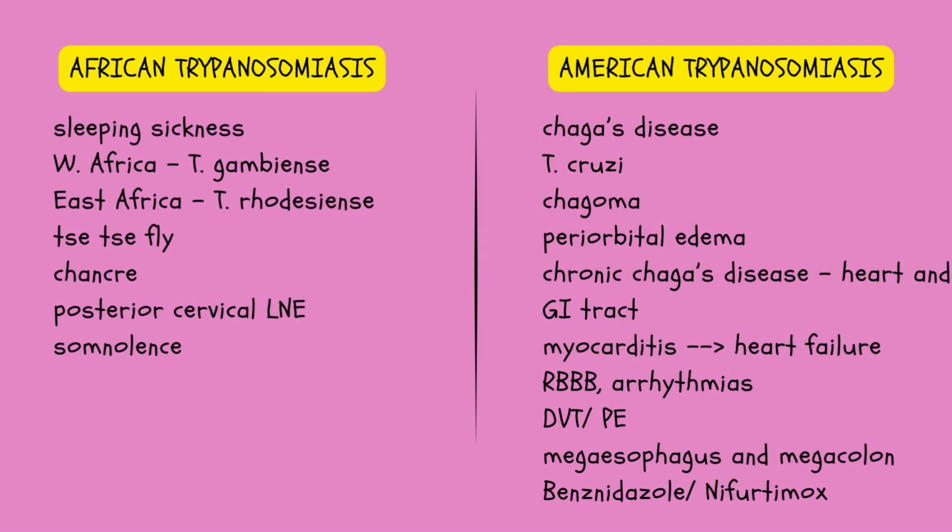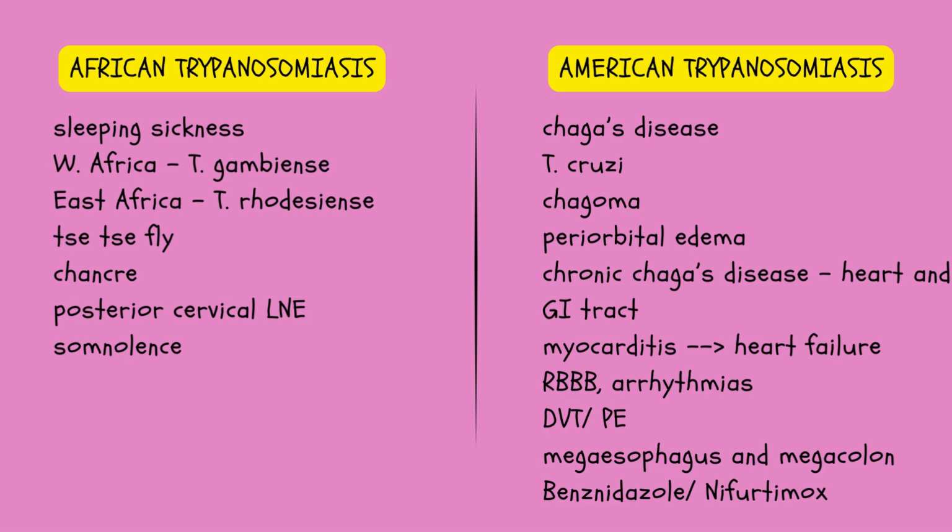Okay, so there is African trypanosomiasis or sleeping sickness caused by Trypanosoma brucei. There are two species, West African and East African, Trypanosoma gambiense and rhodesiense. That is two different species. And the vector is a fly, presenting with chancre, lymphadenopathy, and somnolence or increased daytime sleepiness.